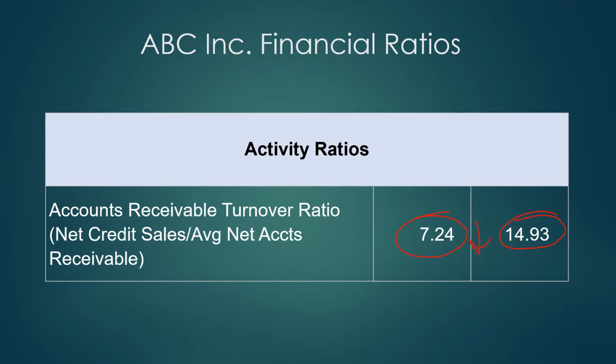The higher the ratio, the faster the company collects cash from the customer. Having a low accounts receivable turnover is bad because it means the accounts receivable only turns over 7.24 times for the period instead of 14.93 times for the period.